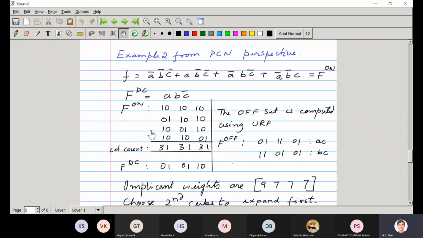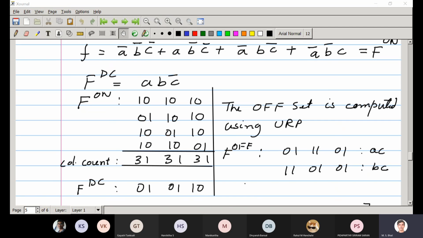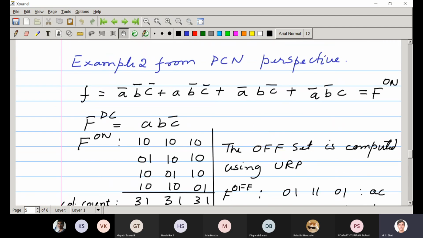So we will consider another example which is slightly different from the first one. We will not form the blocking matrix, but we will see it is very similar to that. We individually check the validity of the expanded cube.